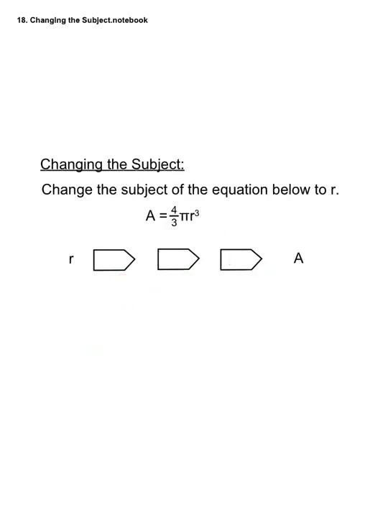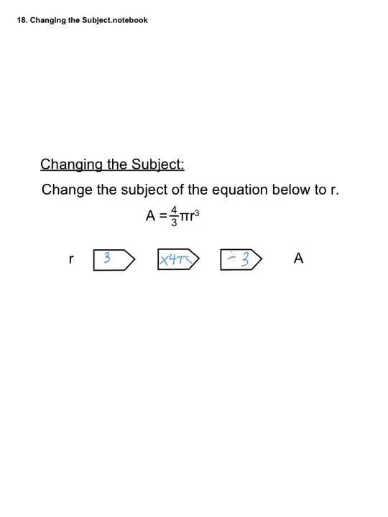In this next example, again, we have been asked to change the subject of the volume of a sphere formula to r. So we're going to identify the things that are happening to r. The first thing that's happening to r is it's being cubed. The next thing is that it is being multiplied by 4 pi, the top of the fraction as well as the multiplier next to r. And the last thing is it's being divided by 3. That's the bottom of the fraction.